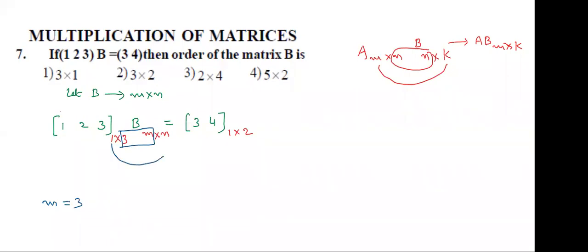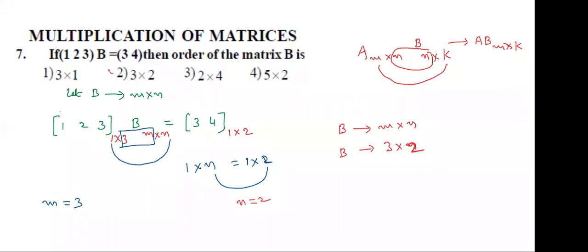After multiplication, what order are we getting? 1 by n, that is equal to 1 by 2. So compare these two. What is matrix order n? That is 2. Finally, B matrix order, what have I taken? M by n. That means what is m? 3. What is n? 2. So B matrix order is 3 by 2. Second option is correct.